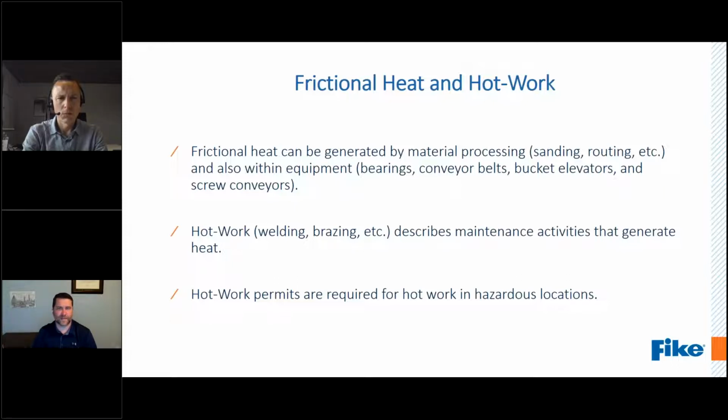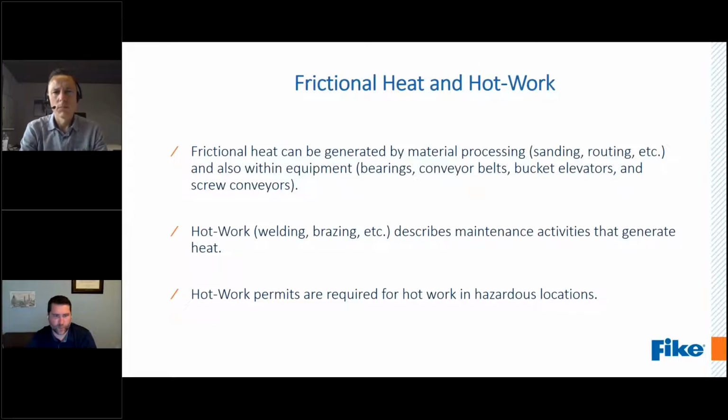But then you've got things like conveyor belts, bucket elevators, and screw conveyors, where if they're operated outside of their alignment, if the belt gets off or the screw conveyor's damaged and rubbing the housing, even a screw conveyor that's not moving fast enough to create a mechanical spark can keep rubbing against that housing. It's going to generate frictional heat and create a hot surface.